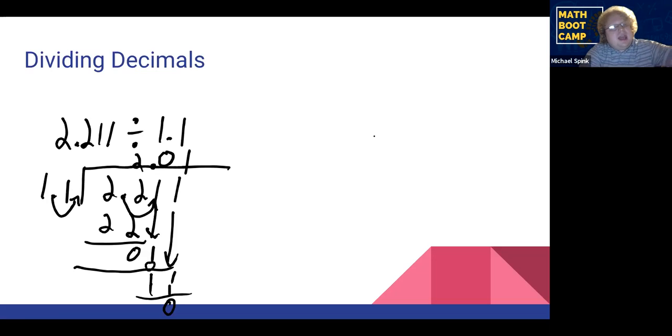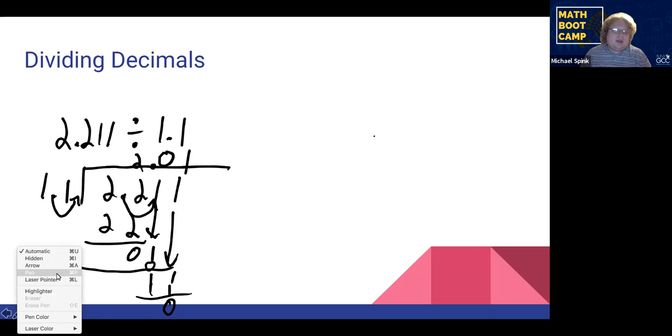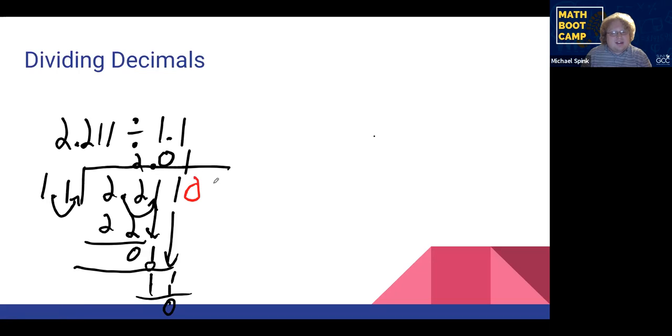However, if we had one that was not nice, what we can do is we can just add zeros on the end of this and continue onwards. Adding trailing zeros will not affect the value of the number, but it will help us keep dividing. So if we need to, we can keep adding more zeros on the end and keep dividing.